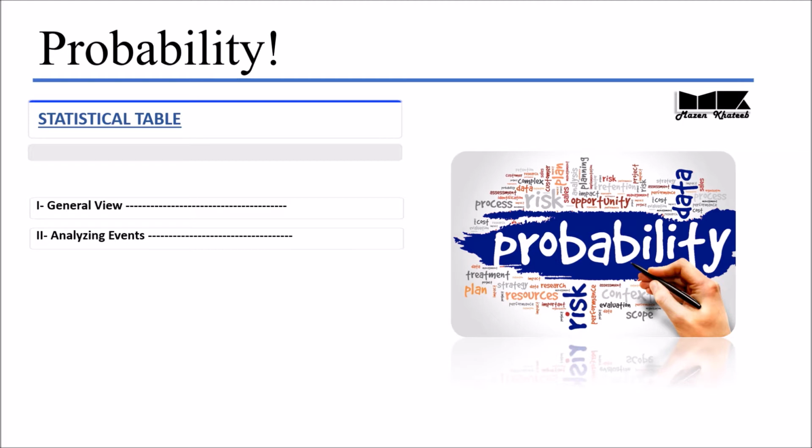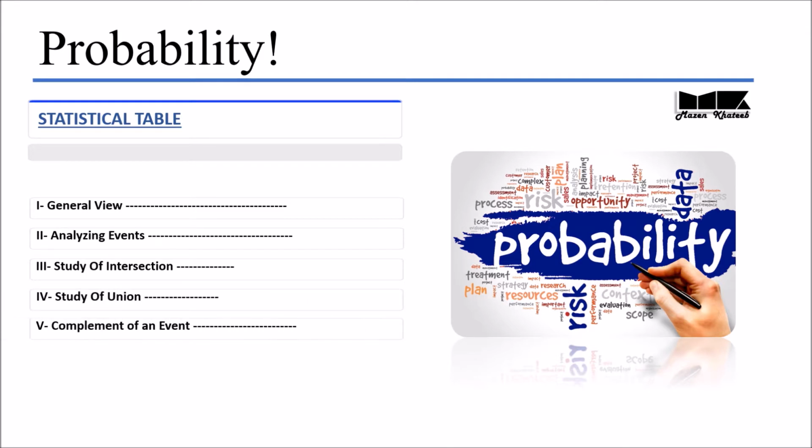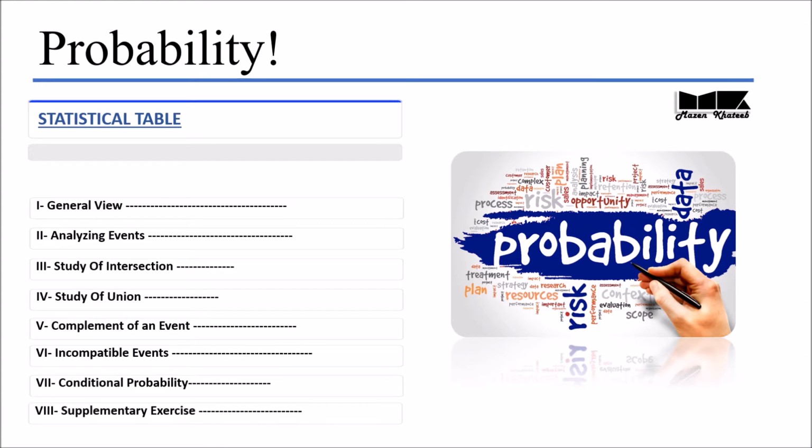Then we will learn how to analyze events, study of intersection, study of union, complement of an event, incompatible events, conditional probability, and we will end up with a supplementary exercise and its solution.